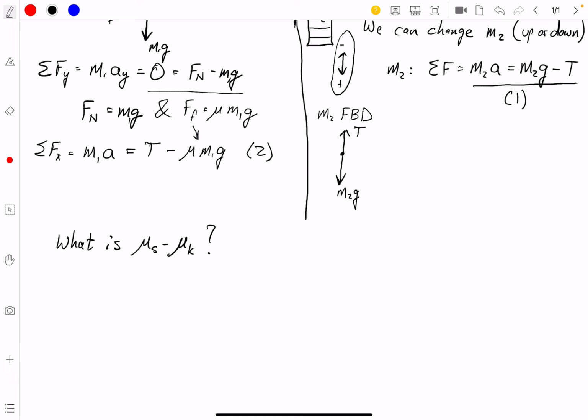You might want to ask yourself first, which one of these things is larger than the other, and hopefully you guys come to the conclusion that mu static is larger than mu kinetic, and so therefore mu static minus mu kinetic is going to be positive. So that's greater than 0. Okay. So we're going to need mu.